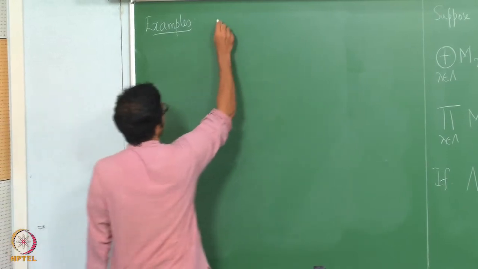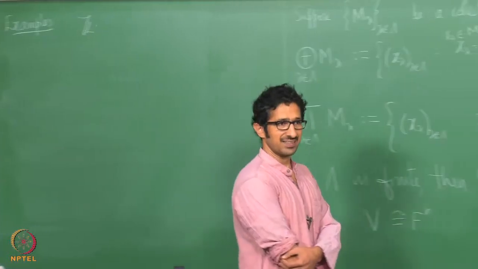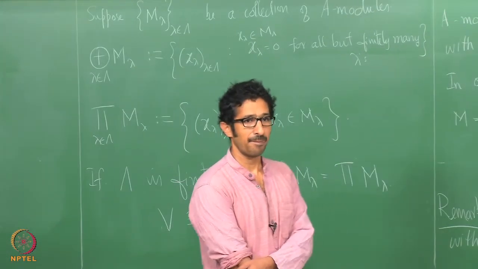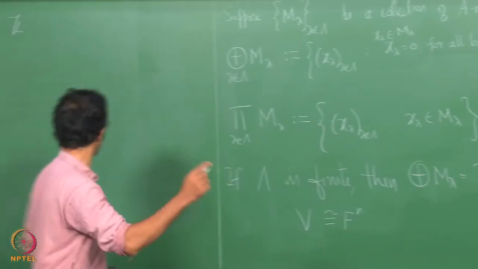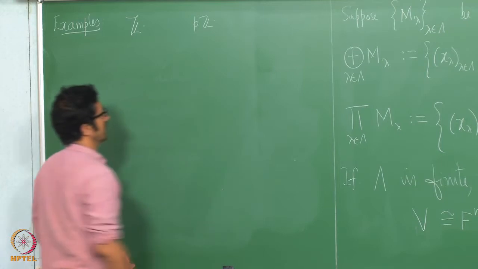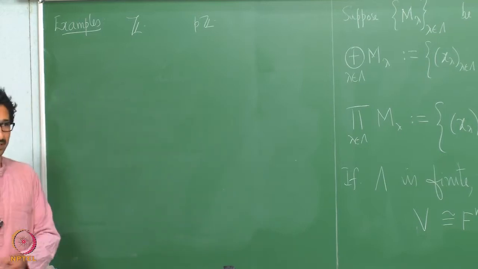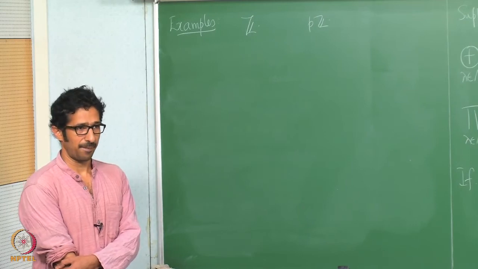Can you give me an example? A module over Z which is not free. Give me an example. Yeah. pZ. Why is this not free? Is this free or not free?